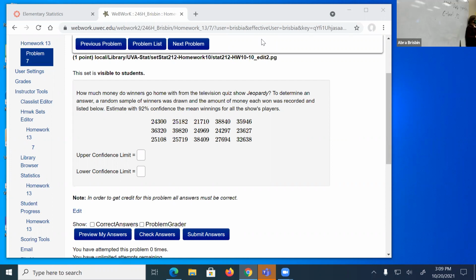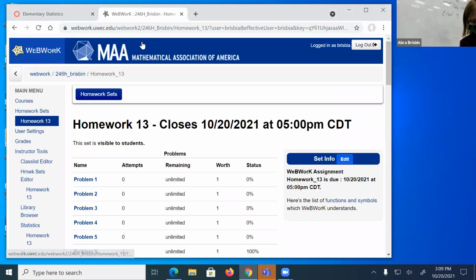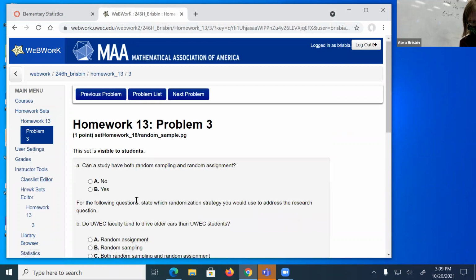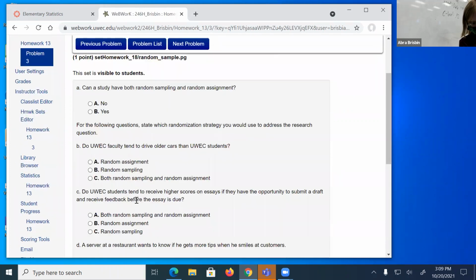Other questions about the homework? Nettie. Problem 3. Oh, good. So this is the random sampling and random assignment problem.